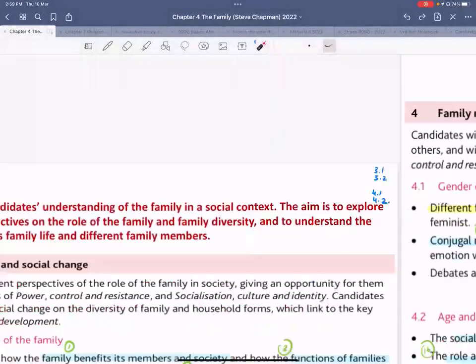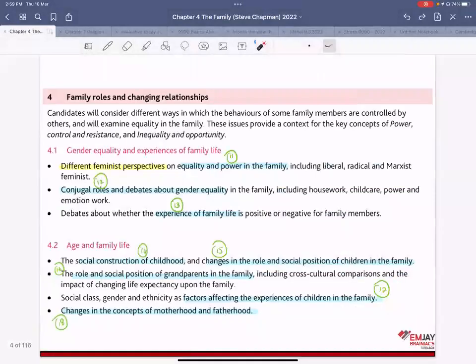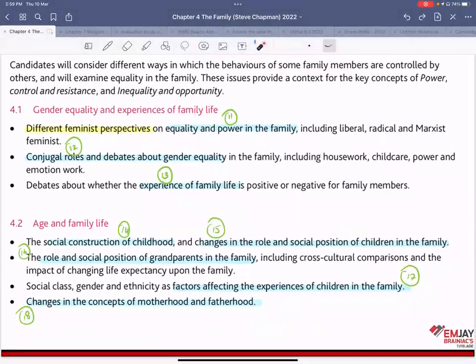If you have a look at the syllabus, I'd want everyone to look at the syllabus. This is what we're doing, right? Here you have the social construction of childhood and changes in the role and social position of children in the family. Did you do this? The role and social position of grandparents in the family, including cross-cultural comparisons and the impact of changing life expectancy upon the family. Social class, gender, and ethnicity as factors affecting the experience of childhood in the family, and changes in the concept of motherhood and fatherhood. Nowhere are these 6 approaches that you have in your book specified. Clear? So if anything, they're additional content. They could be used as references. Are we good here?